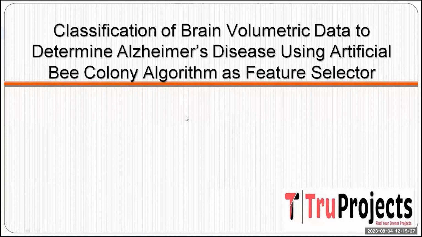Welcome to True Projects. In this video, we are going to explain a project titled Classification of Brain Volumetric Data to Determine the Alzheimer's Disease using Artificial Bee Colony Algorithm as Feature Selector.